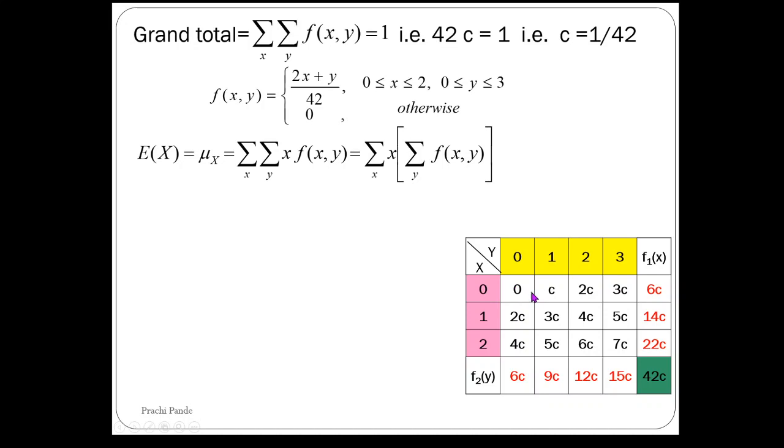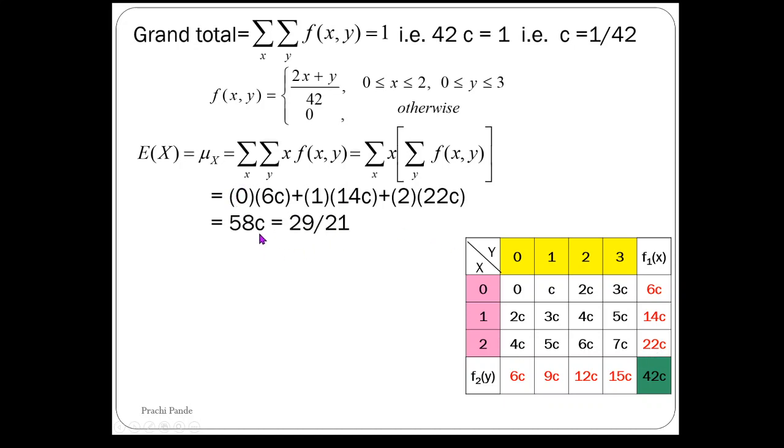When x is 0, the sum of all probabilities, when we run the summation over y, is equal to 6c. So 0 into 6c. For x equal to 1, the sum of the probability is 14c, that is 1 into 14c, x into summation of f of xy. And when x is 2, summation of f of xy is 22c. If we add this together, we get 58c, but c is 1 by 42. So the answer is 29 by 21.